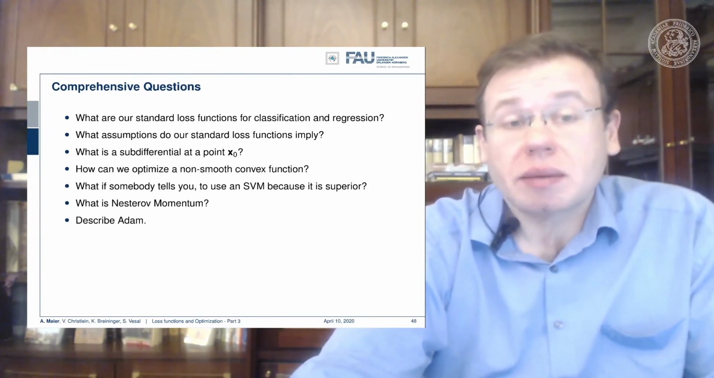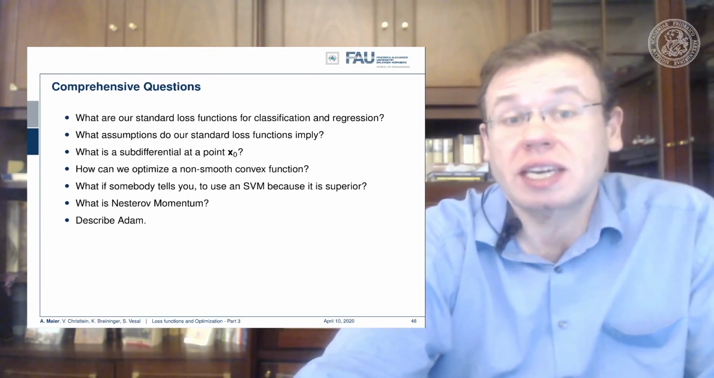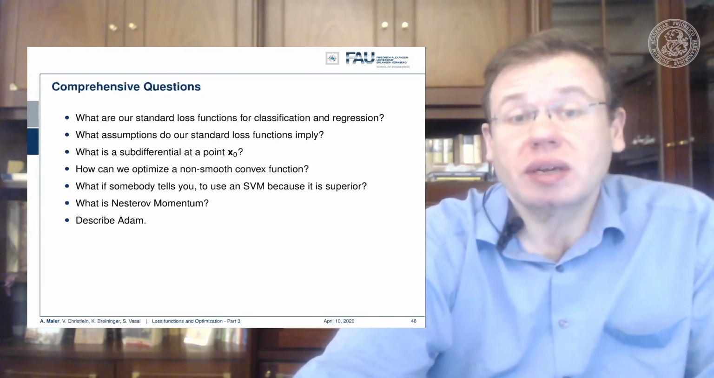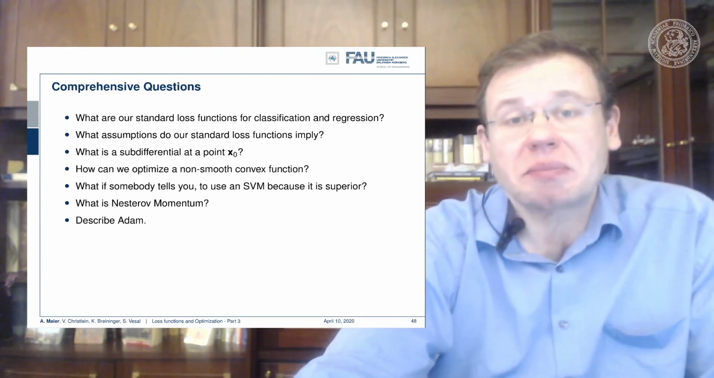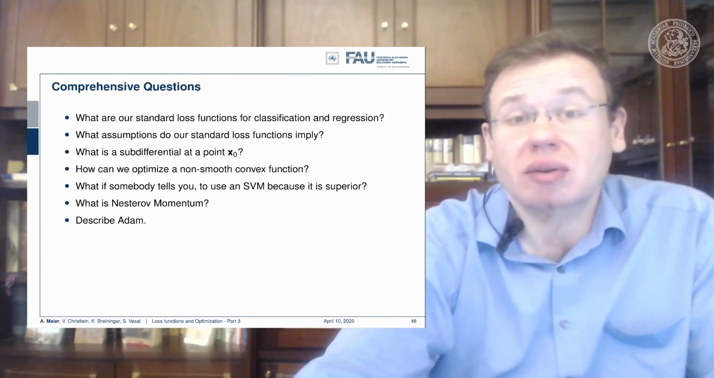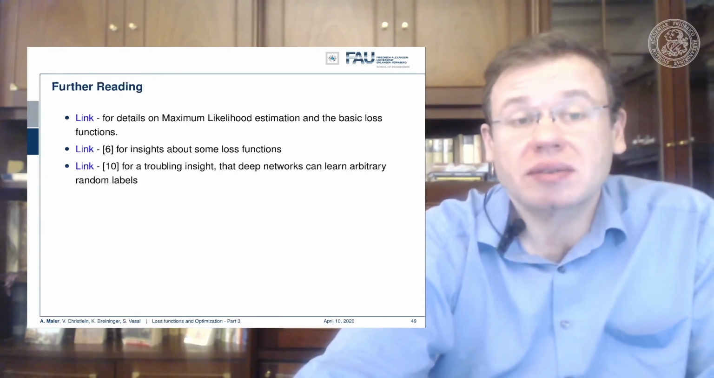Very important, subdifferentials. What's a subdifferential? How can we optimize in situations where our activation functions have a kink? What's the hinge loss? So how can we incorporate constraints? In particular, how can we respond to people that tell us, oh, your stuff is not good because SVM is superior? Well, you can always show that it's, up to a multiplicative constant, the same as using hinge loss. And then, what is Nesterov momentum? Describe Adam. Very typical things you should be able to explain if somebody in the near future is going to ask you questions about the things that you have been learning here. Some further readings that we also put into the description of this video.